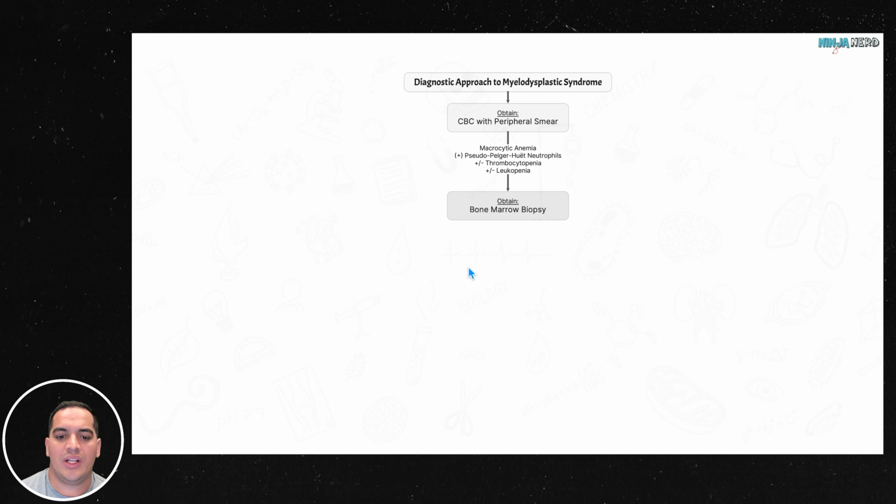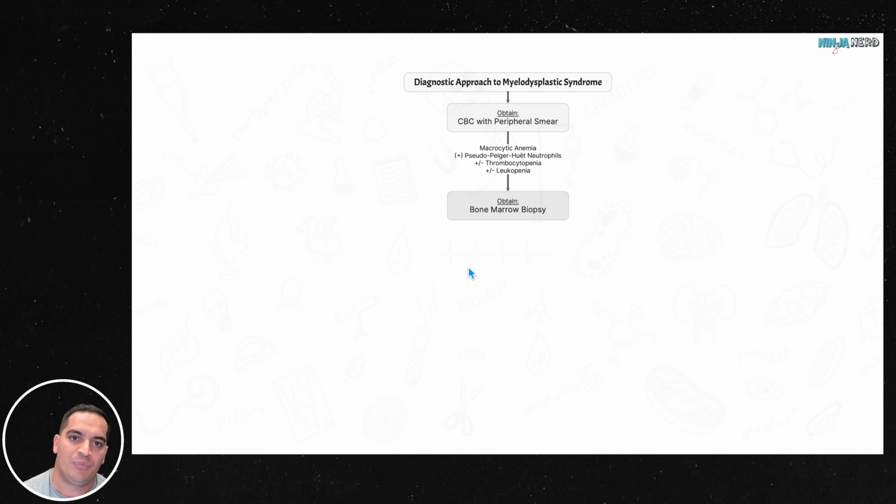Now, in order to really determine if this is due to a dysplastic hematopoietic stem cell in the bone marrow that's suppressing normal hematopoietic stem cells, or triggering ineffective erythropoiesis, or killing those normal hematopoietic stem cells, I need to get a bone marrow biopsy to find those dysplastic appearing cells and see if there's also a lot of myeloblasts.